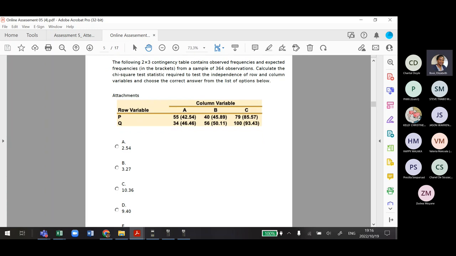Given the following 2x3 contingency table contains the observed frequencies and expected frequencies in brackets from a sample of 364 observations, calculate the chi-squared test statistic required to test the independence of the row and column variables. Choose the correct answer. Now, in the exam, in order for you to save time, because there are six cells, remember, the test statistic is calculated as the sum of your observed minus your expected, squared, divided by your expected. In the exam, you can use your template.